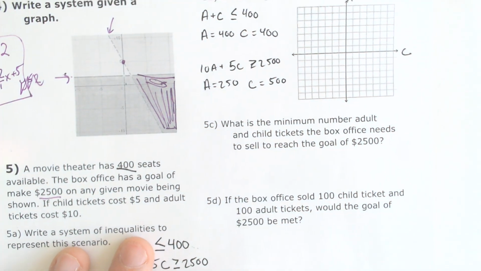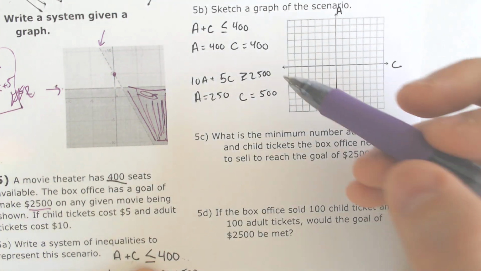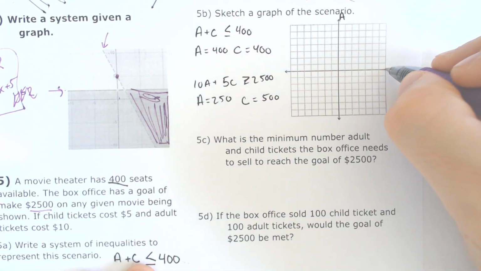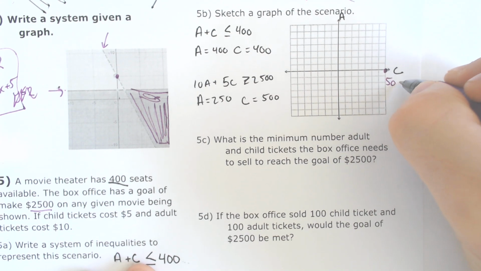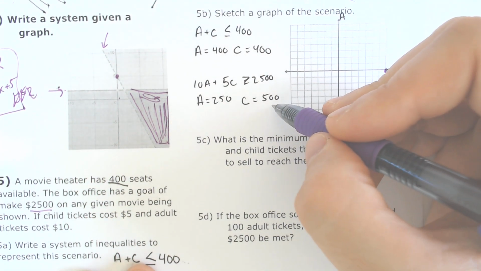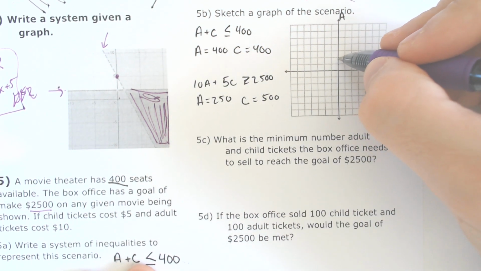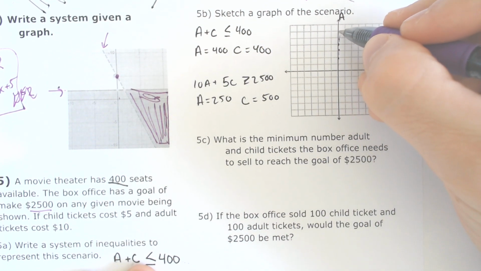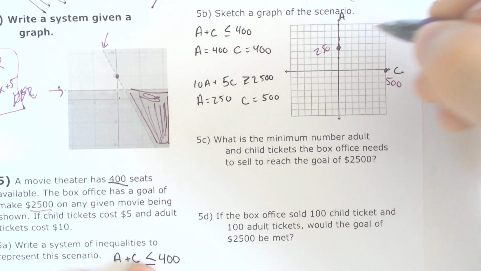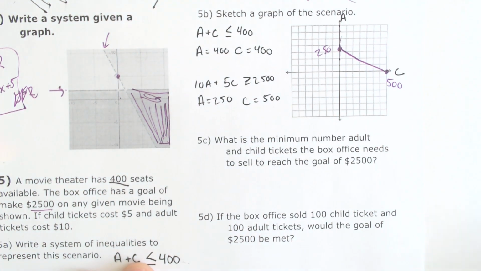Okay, the reason I did all four of those first is that I wanted to know the scale of this graph. Now I know that the most it can possibly be is 500 for a child, and when it was 500 for a child, it was 250 for an adult. So that would be at the perfect middle. We've got 1, 2, 3, 4, 5, 6, 7. So around here would be 250. And if I graph that, I have that line right there.